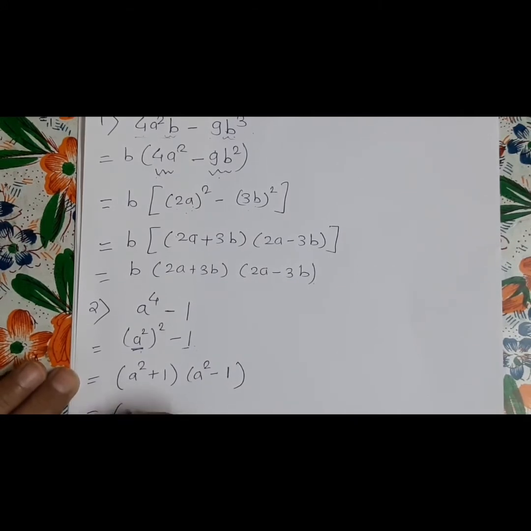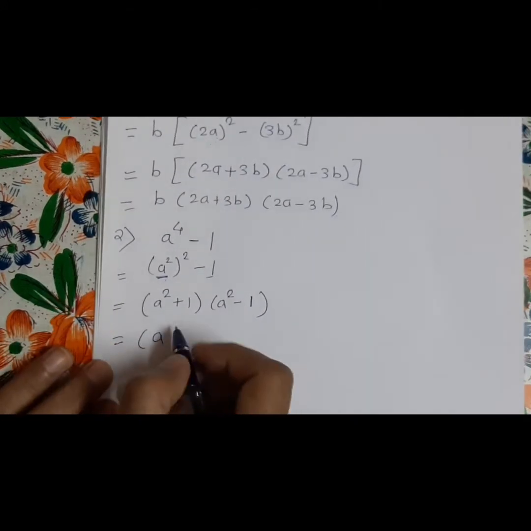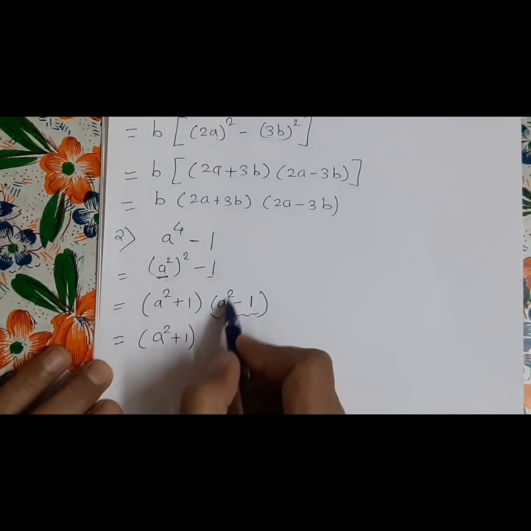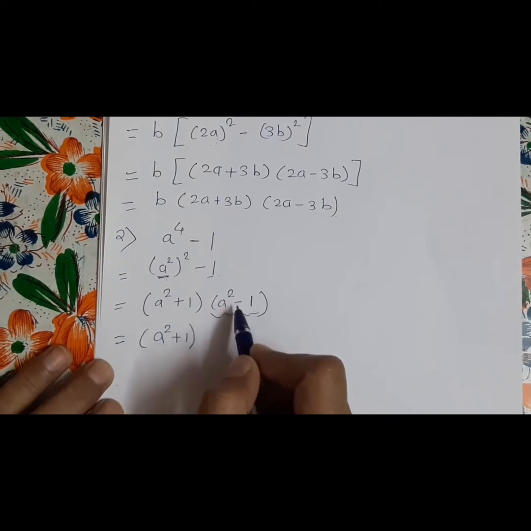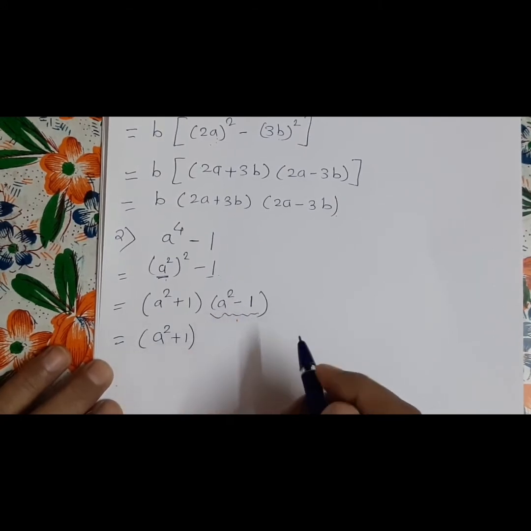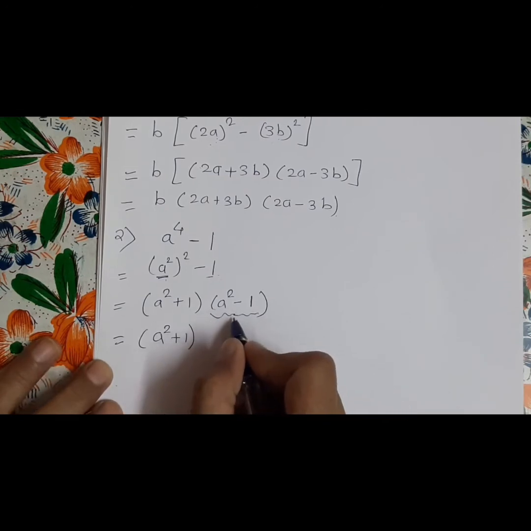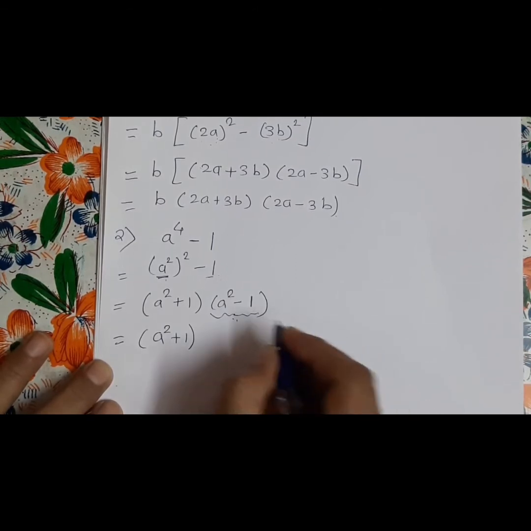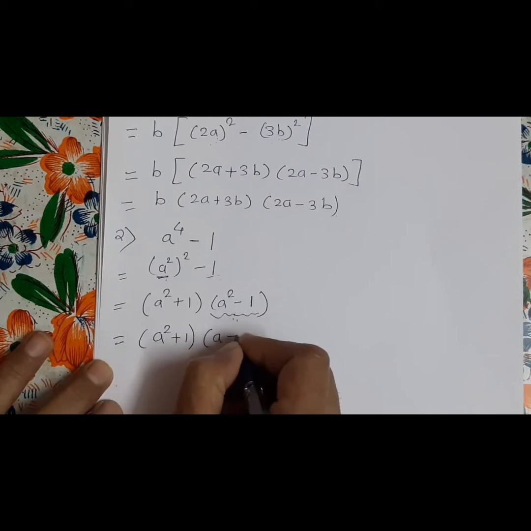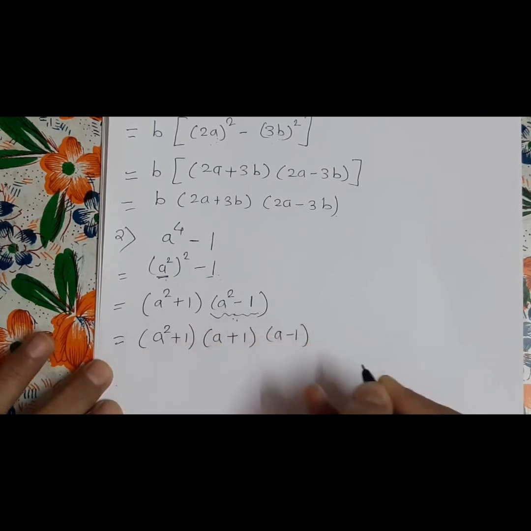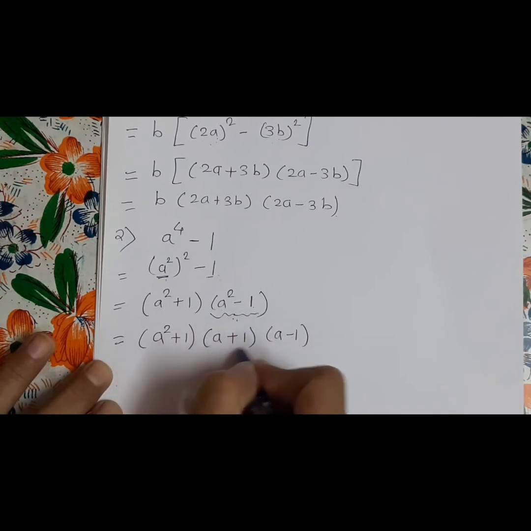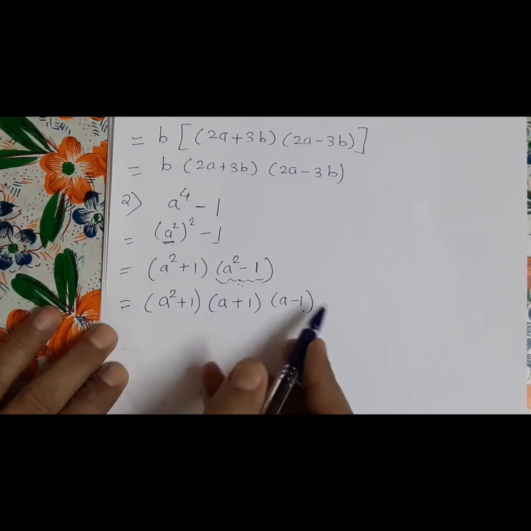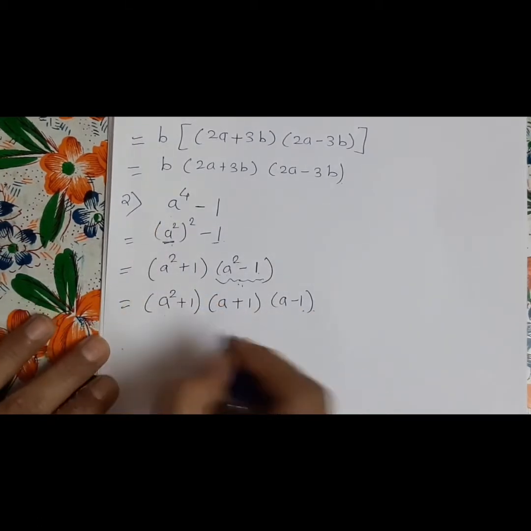Okay. Now after this, a square plus 1 remains as it is. But if you look at this bracket, it is a square minus 1, which means it is of the type difference of squares. So once again we can use the formula x square minus y square is equal to x plus y into x minus y. So now it will be a plus 1 into a minus 1. Means instead of a square minus 1, we can write a plus 1 into a minus 1. Thus, these three are the factors of the given algebraic expression.